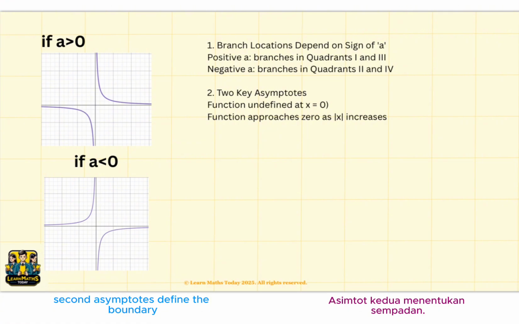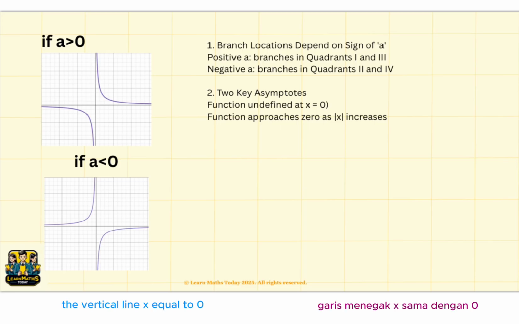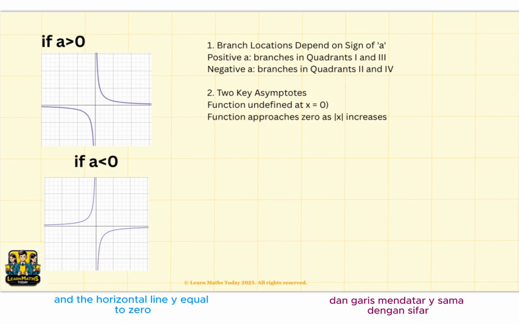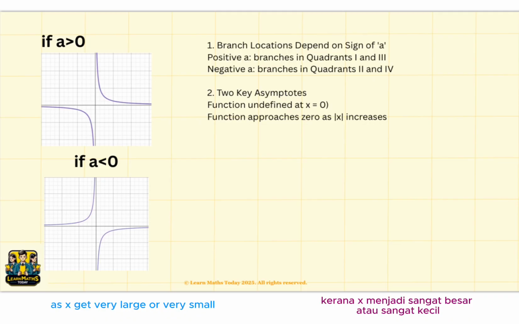Second, asymptotes define the boundary. Every reciprocal function has two invisible walls, the vertical line x equal to 0 and the horizontal line y equal to 0. The function is undefined at x equal to 0 because we cannot divide by 0. And it approaches, but never reaches y equal to 0 as x gets very large or very small.